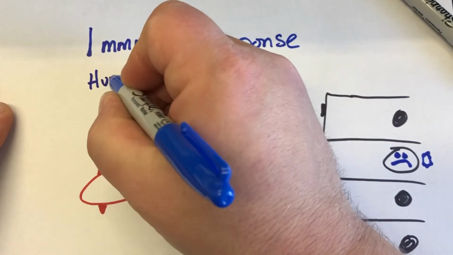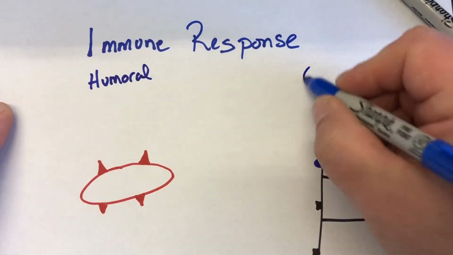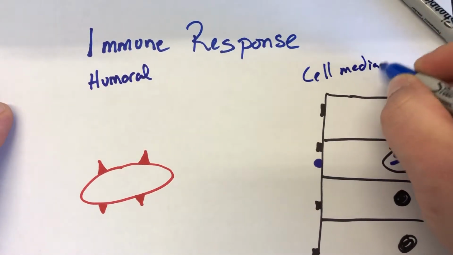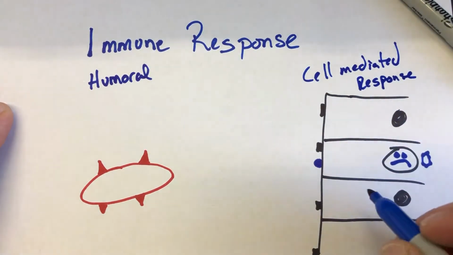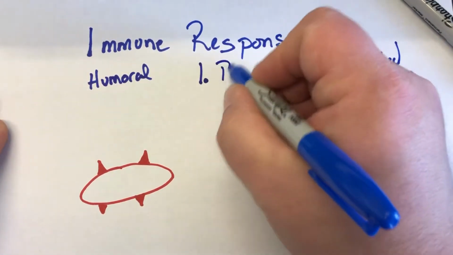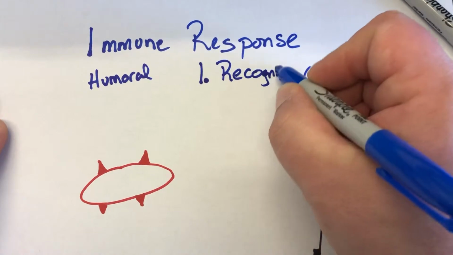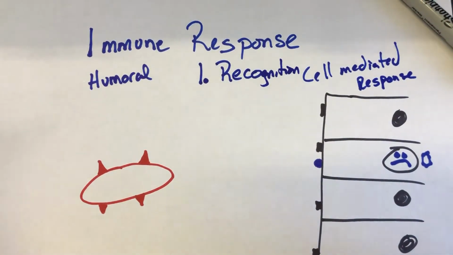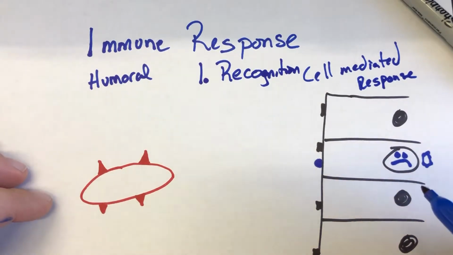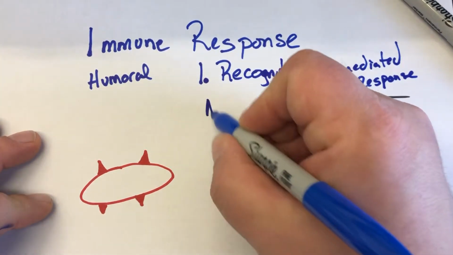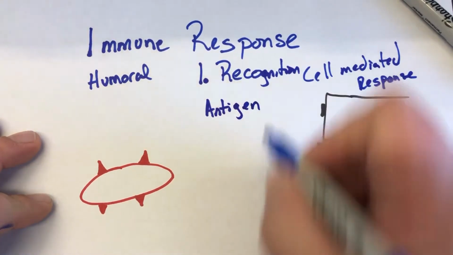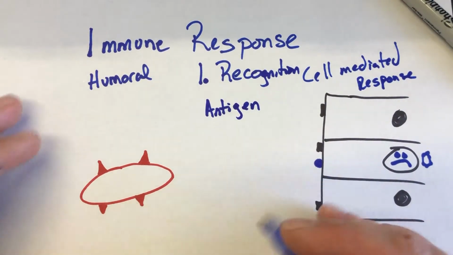Okay, so if you think about the immune response in terms of steps, regardless of whether we're talking about the humoral response or the cell-mediated response, the first step is always going to be the same. Step one is always going to be some sort of recognition. We have to be able to recognize that the infection is inside of our body, right? And so in that recognition phase, we're always looking for the antigen as a marker of something that's not our own cell.